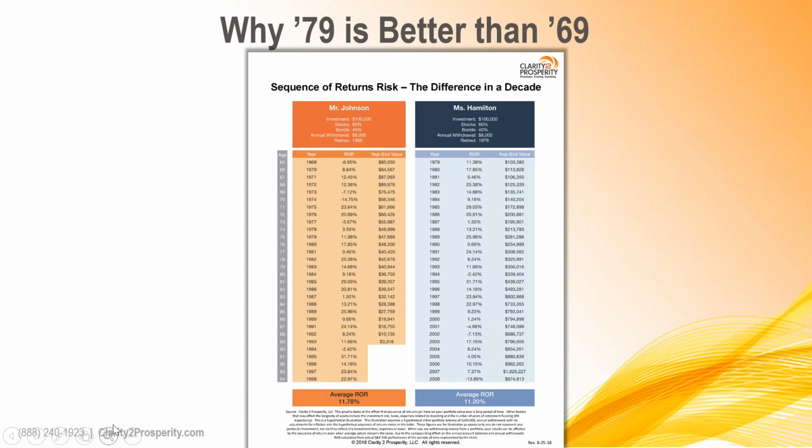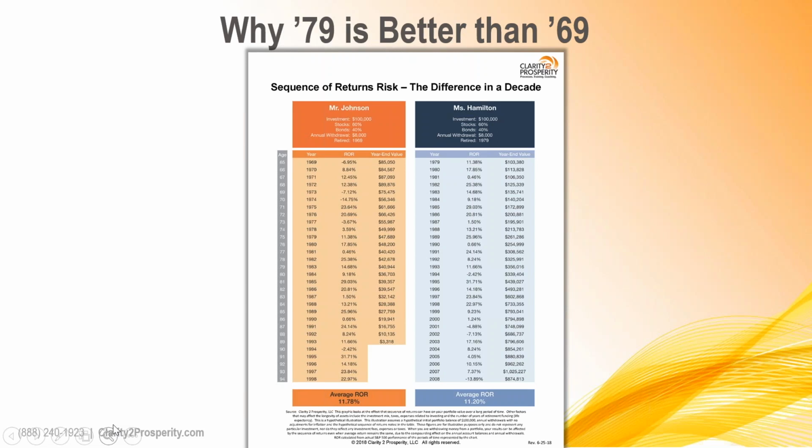The only difference between the two is the year in which they retired, not the age that they retired, the year in which they retired. Mr. Johnson in the orange retired in 1969, and Miss Hamilton in blue retired in 1979, so a decade apart. Now you can see at age 65, the first year for Mr. Johnson was 1969, and we experienced a minor downturn in the market. That portfolio was down almost 7%. Miss Hamilton retired in 1979 at age 65, and she had a good return in the market her first year, 11.38%. They both took their $8,000 of income out, and you could see their year-end value. Mr. Johnson was at $85,000, Miss Hamilton was at $103,000.